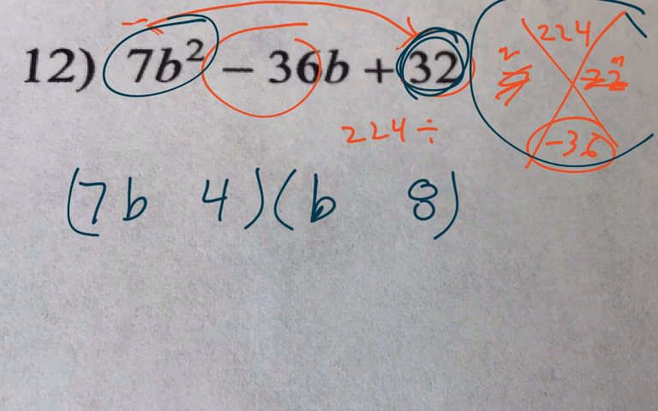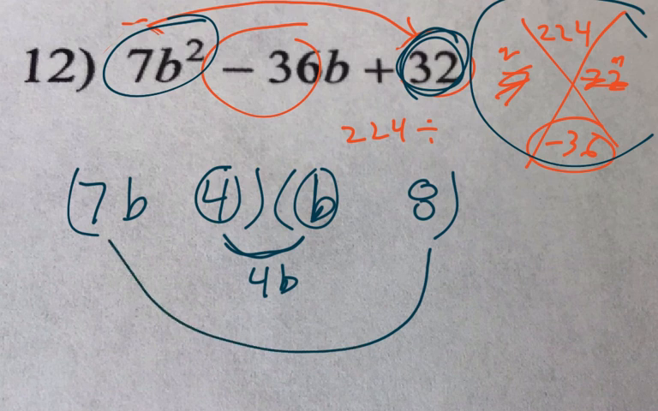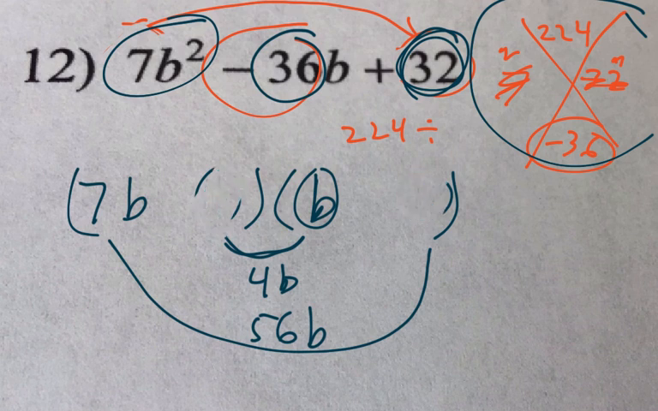Well, let's see what we have here. In the inner loop, this 4 times b is 4b. In the outer loop, 8 times 7 is 56b. Can 4 and 56 make this 36 or minus 36? No.